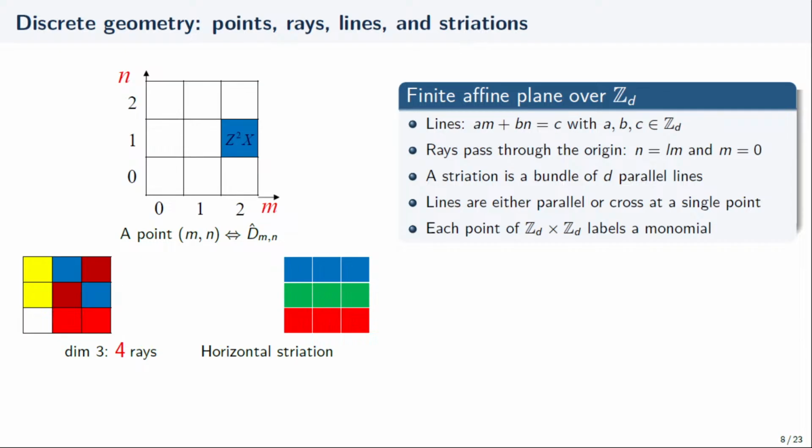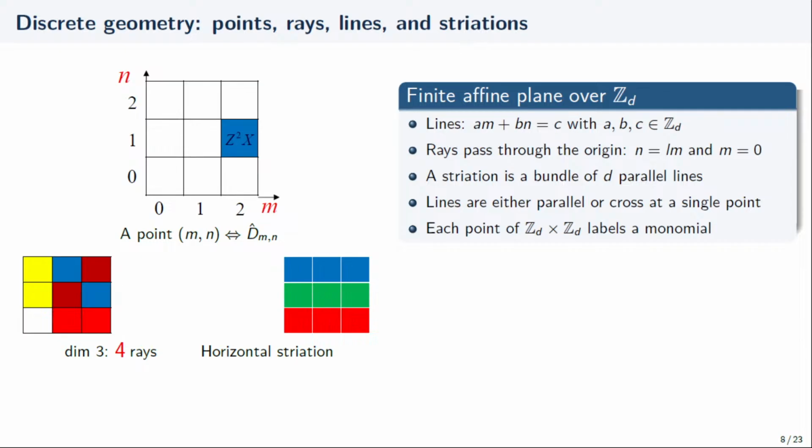Each set of parallel lines is usually called a striation. For instance, here is a horizontal striation: a horizontal ray and 2 parallel lines to this horizontal ray. This is geometry. But now we can go further. This is the advantage of discrete stuff in comparison with continuous stuff. So we have this square.